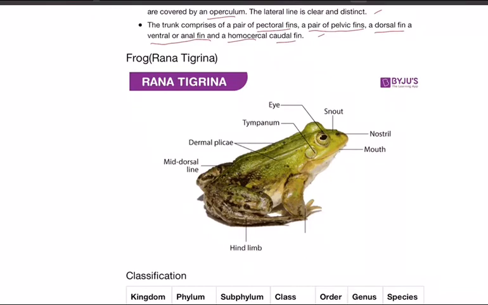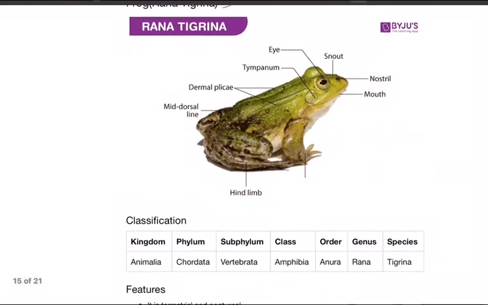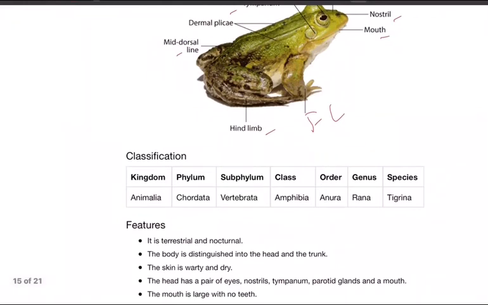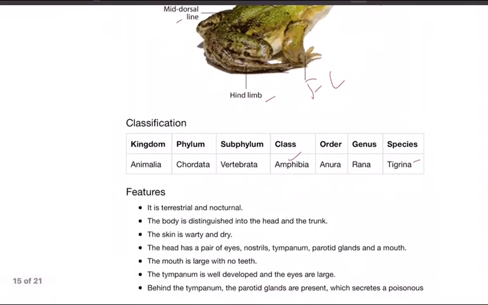Next, we go to the next animal, which you have been seeing in and around your house, inside your bathrooms. That's the frog, Rana tigrina. Draw the diagram as usual. Label it: mouth, nostril, snout, eye, tympanum, dermal plicae, mid-dorsal line, hind limbs and forelimbs. Classification: kingdom Animalia, phylum Chordata, subphylum Vertebrata, class Amphibia, order Anura, genus Rana, species tigrina.